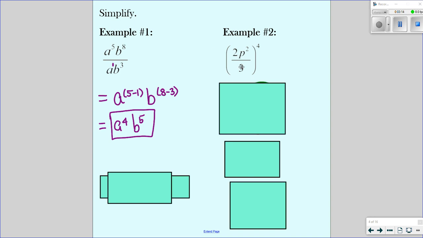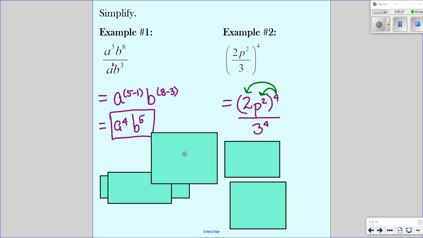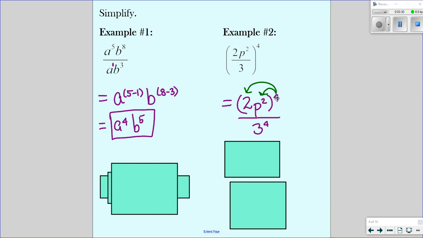Okay, let's look at the next one. We have this dividing monomial raised to the 4th power. So remember what we mentioned about when there's a power outside, you treat it as if you're doing the distributive property, but you're dealing with exponents. So in this example, I took the 4, multiplied it to p to the 2nd power, and then also to the 2, and I also did that for the 3, raised it to the 4th power. So you do whatever you do on the top, you're going to do the same thing in the bottom, because that 4th power is for both denominator and numerator.